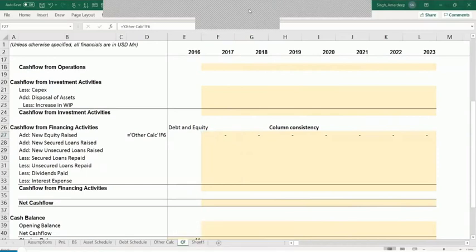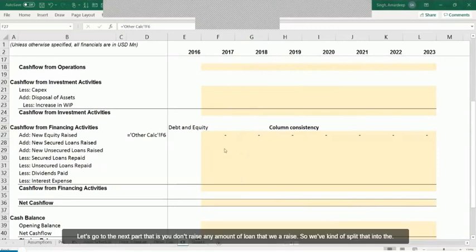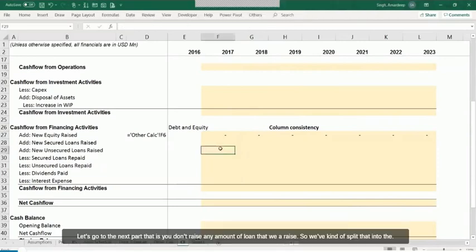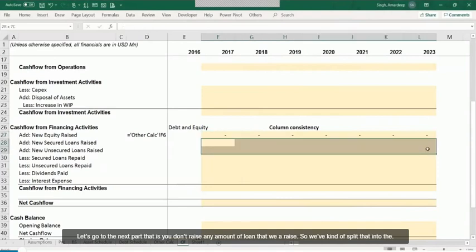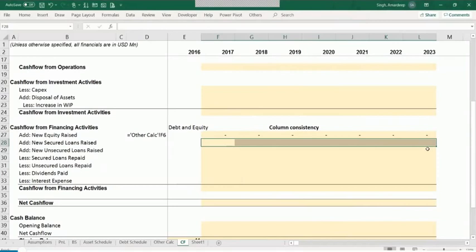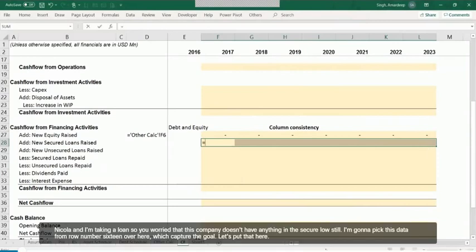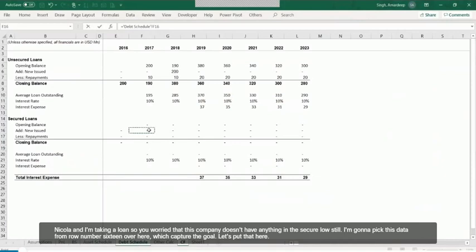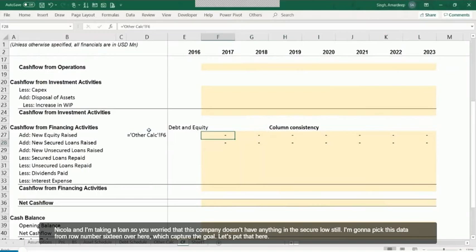So let's go to the next part, that is secured loan raised. Any amount of loan that we have raised. We've split that into two different lines, secured loan and unsecured loan. So you would read that this company doesn't have anything in the secured loan. Still, I'm going to pick this data from row number 16 over here, which captures the secured loan component. Let's put that here.